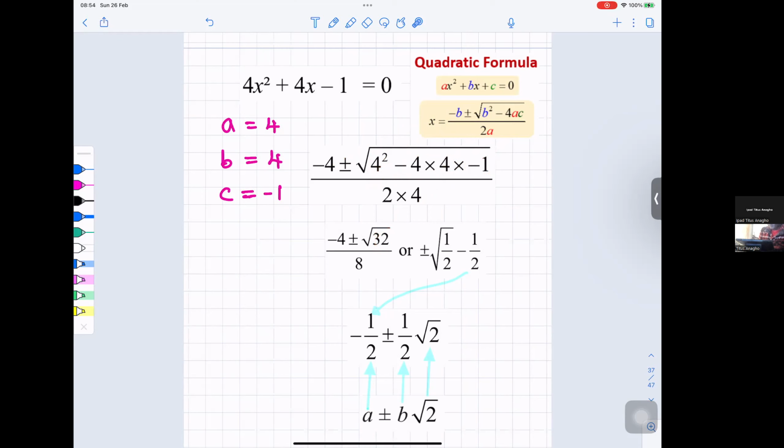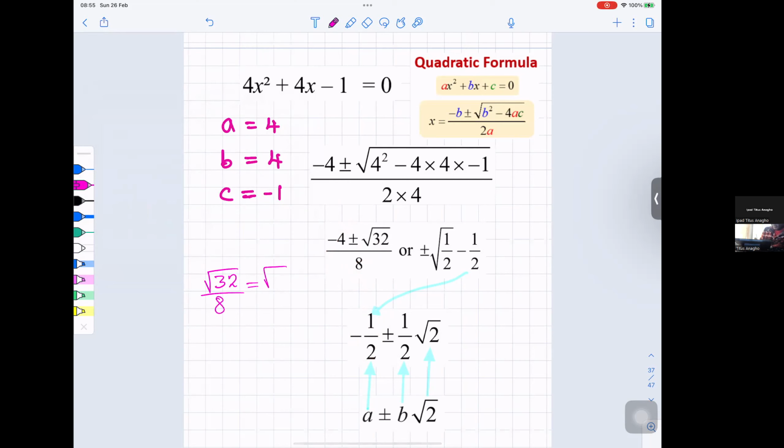Then minus 4 plus or minus square root of 32, all over 8. To simplify it, minus 4 divided by 8 is minus a half. 4 divided by 4 is 1, 8 divided by 4 is 2. So that gives you minus a half. And then you simplify the square root of 32 over 8.